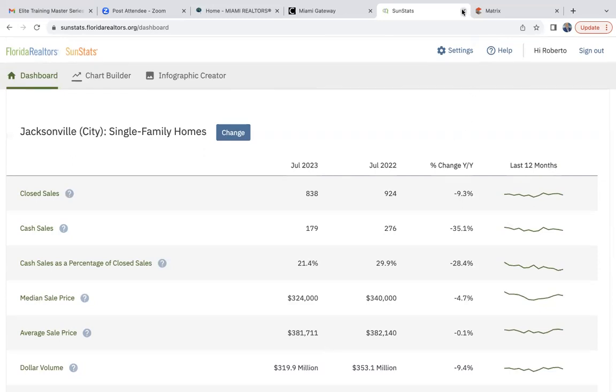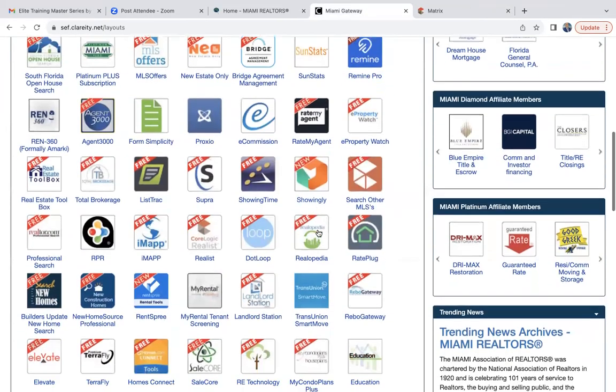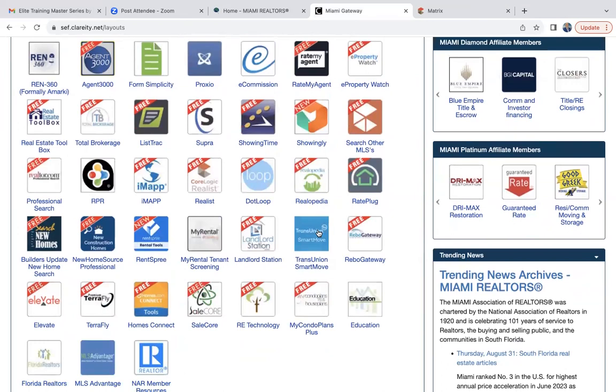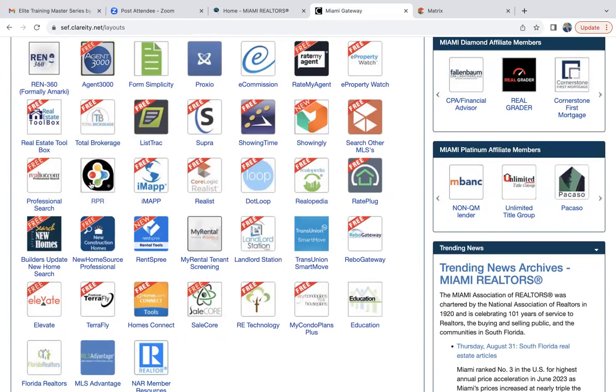The last program I want to cover is a real interesting one. It's called RPR. Guys, you may know RPR because you use it for your comps, but do you use it for stats? I do want to show you. So right over here, we have RPR. We're going to go ahead and click on RPR.